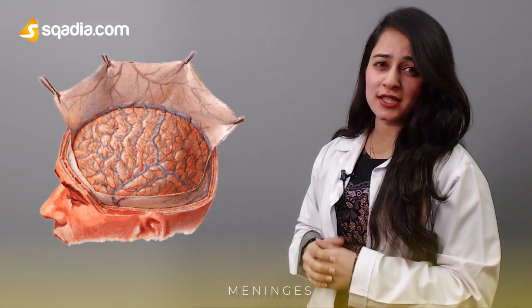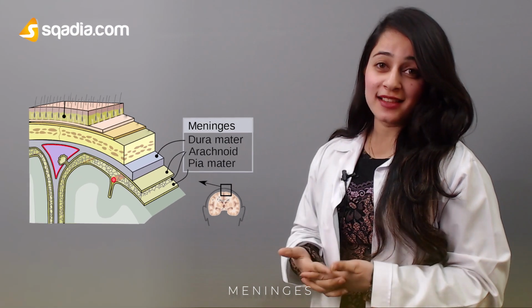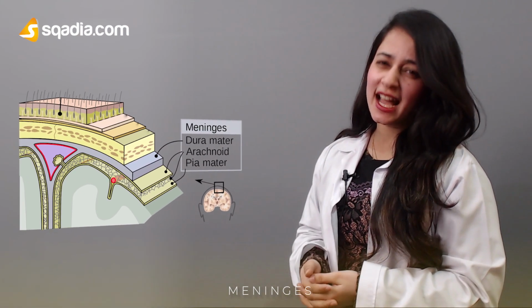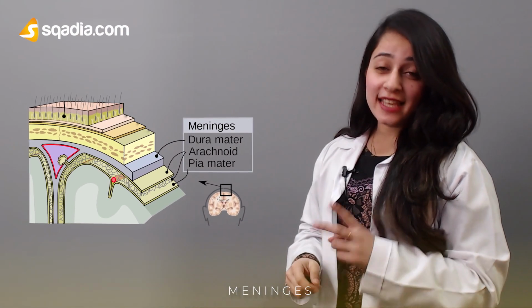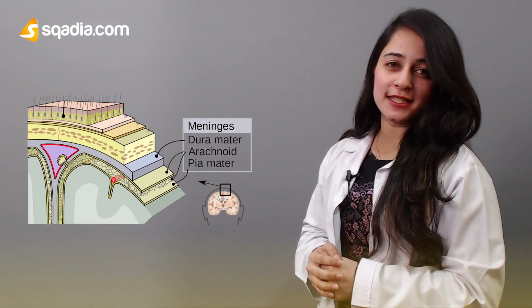Between the skull and the brain is the meninges, which consists of 3 layers of tissues that cover and protect the brain and the spinal cord. They are the dura mater, arachnoid mater and the pia mater.